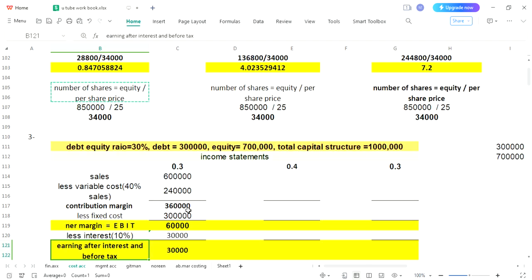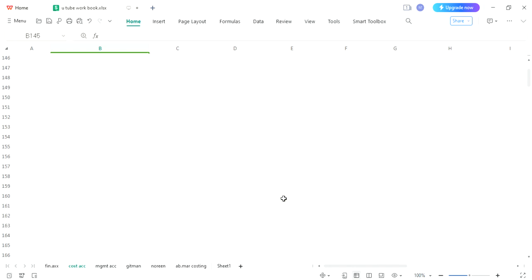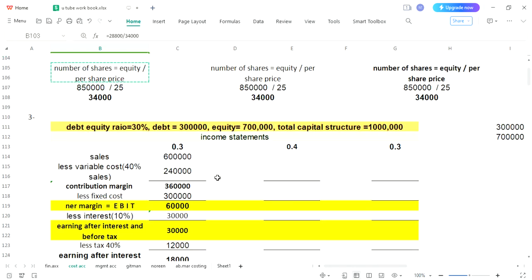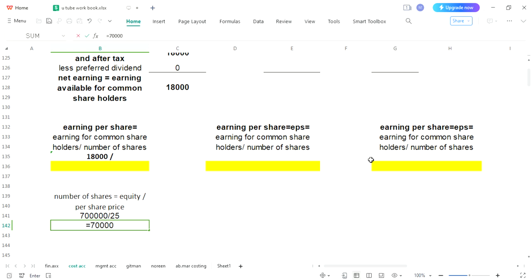Look in the question, per share price 25 is given over here. You can see that book value is 25 per share. Equity we have just decided in this part, our third part. Equity is 7 lakh. So here number of shares would be calculated as 7 lakh amount of equity divided by per share price, which is 25. Statement is completed, and now we can calculate. So 28,000 is number of shares.